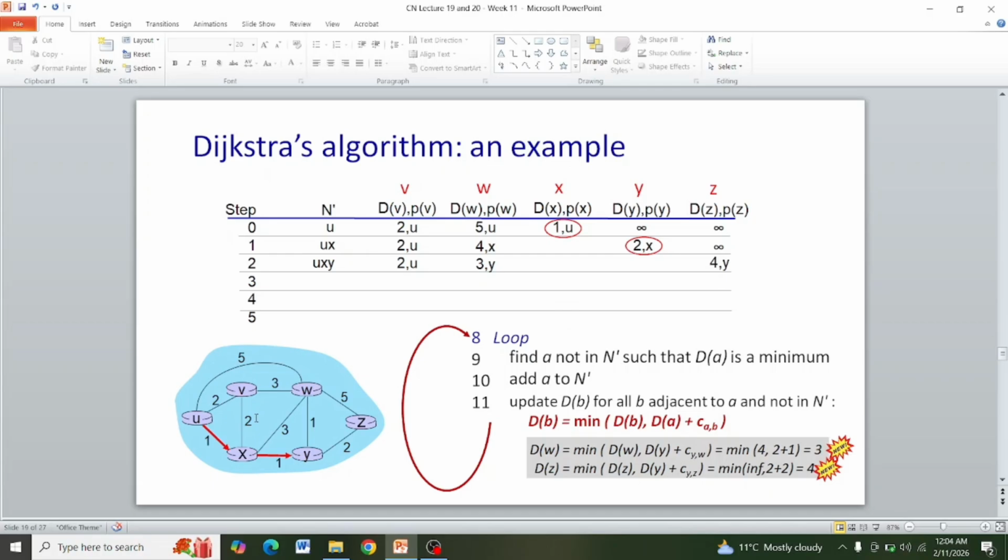Now we will see which nodes are associated or directly linked with y. We see that w and z are directly connected with this node y. So we will recompute the cost of the destinations w and z. When we put the values in the equations, we get another cost of Dw, that is 3, and the cost of z becomes 4 now. That was infinity in our earlier iteration.